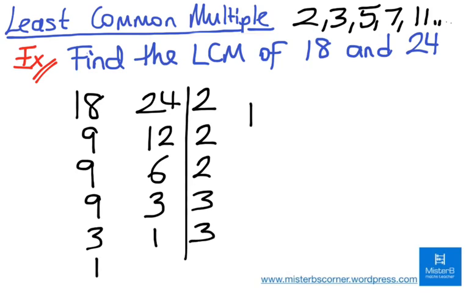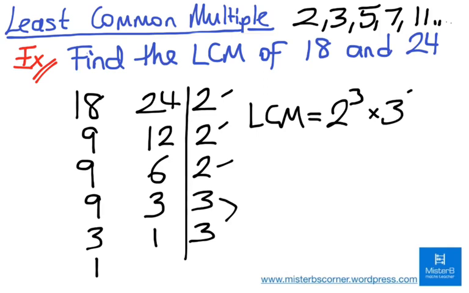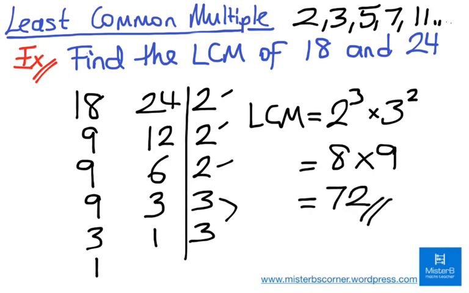What I'm going to do to write down LCM is, it's going to be 1, 2, 3 2's. So it's going to be 2 to the power of 3 times, there are 2 3's, so it's going to be 3 squared. And then I have to calculate it. 2 cubed is 8. 3 squared is 9, so if I do the product, I'm going to get 72. So LCM of 18 and 24 is 72. That's what I do to find LCM.